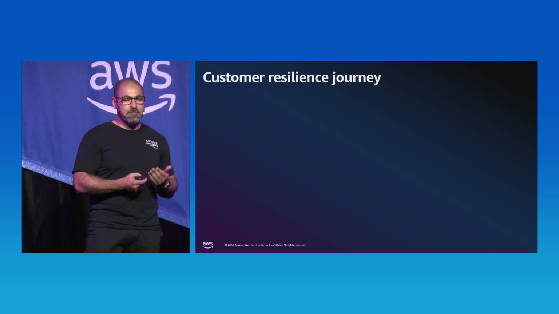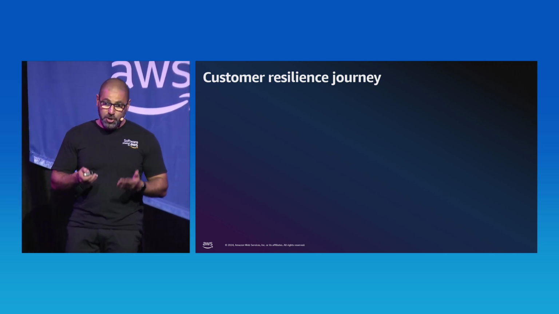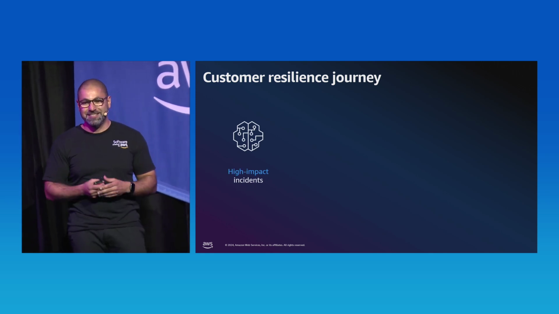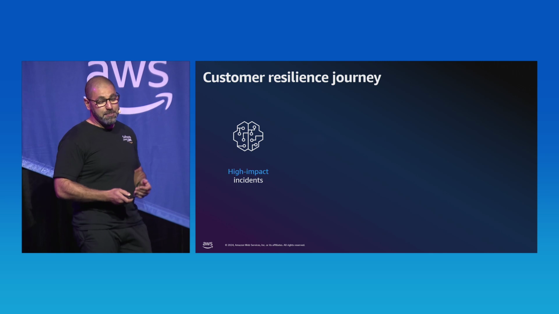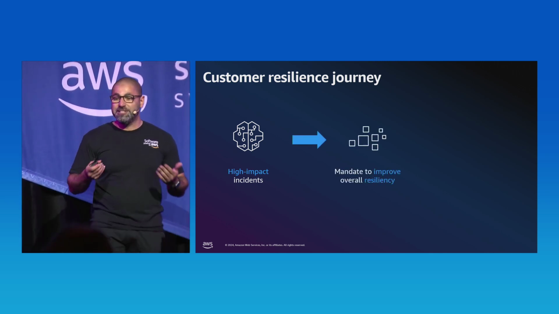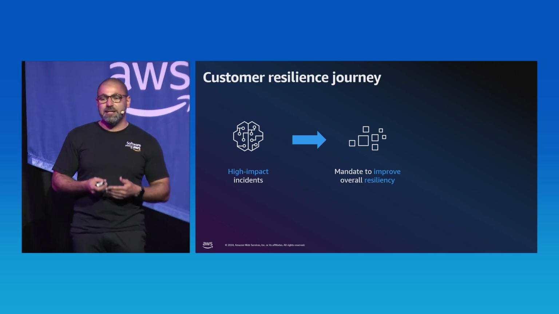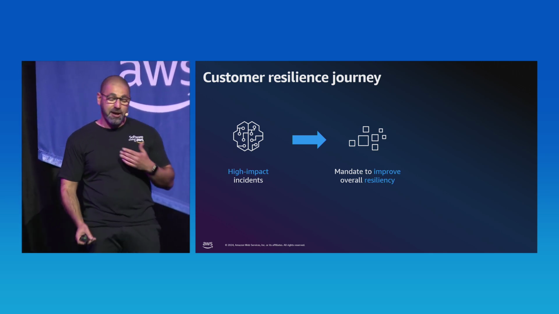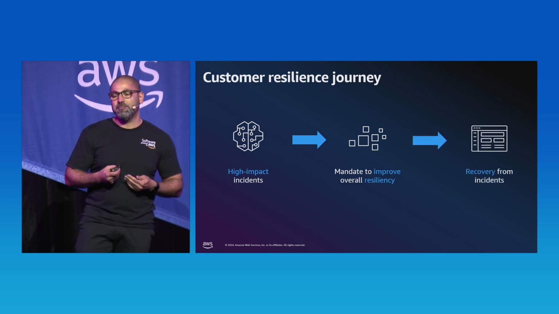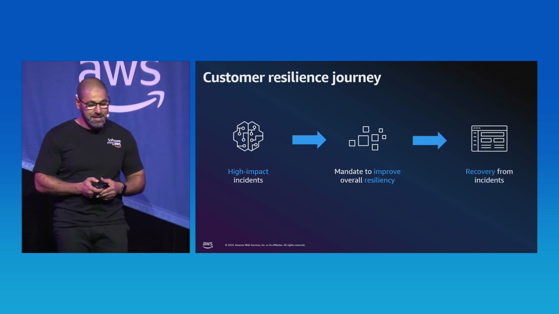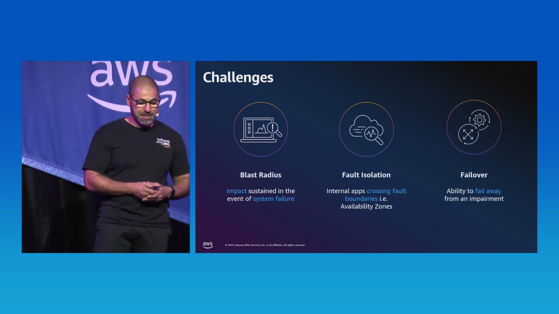So what does a typical customer journey look like? It usually starts when a company or an organization experiences high impact incidents. This will raise some eyebrows within the organization, which will lead to a business mandate to improve the overall resiliency of the infrastructure and architecture. A program of work can be introduced to look at fault tolerance and high availability. And then the question will be asked, how do we recover from incidents when they happen? And along this journey, we see customers face the following challenges.